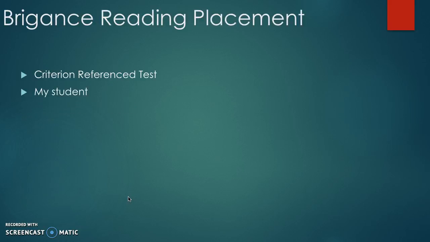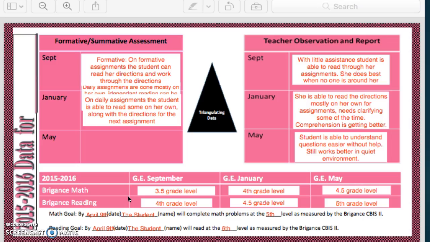The Brigance reading placement was a criterion reference test that I gave to a student. It's shown by grade level and what the student should be able to accomplish at their grade level. When giving the test, she was allowed to read out loud and look back at the text to find the answer if she needed to. My student scored at a 5th grade level, which surprised me because she seemed like a more able student in the classroom.